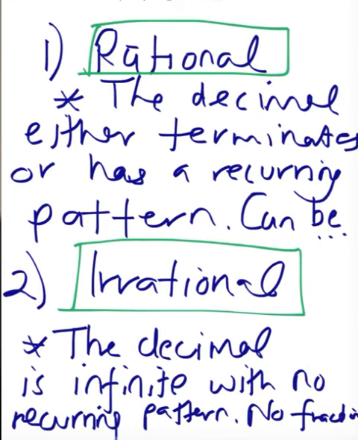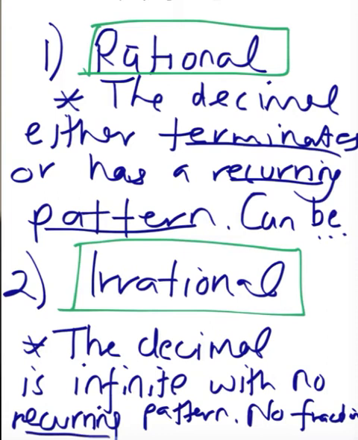So I've just split it into two. For rational numbers, the most important thing is the decimal either terminates, so stops, or has a recurring pattern. Okay, and I couldn't fit it in, but the other important point is it can be turned into a fraction. Okay, that's another important point. Rational numbers can be turned into a fraction, whereas irrational, okay, the decimal is infinite with no recurring pattern.